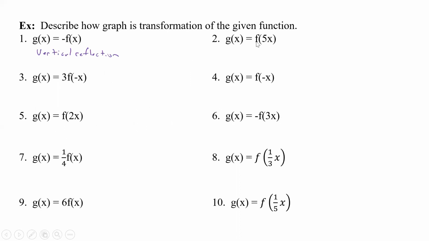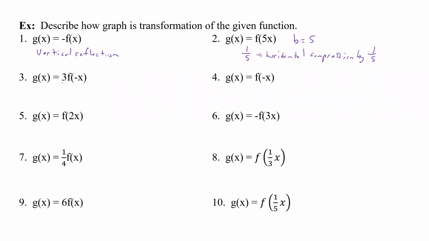2, f of 5x. Well, 5x means b is equal to 5. And so we're going to have 1 over 5 times all our x values. And what does that mean? It's going to be a horizontal compression by the 1/5.